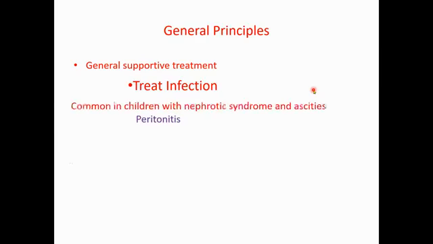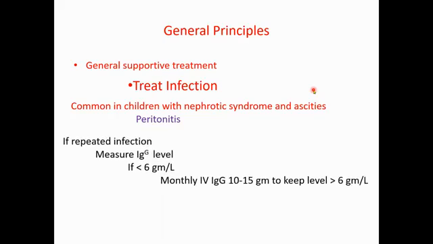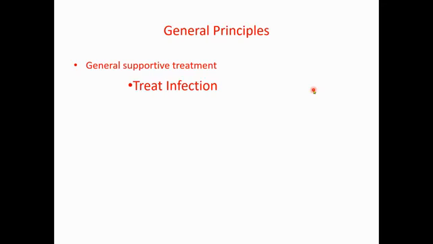Treatment of infection. We were saying that nephrotic syndrome patients with ascites are more prone to subacute bacterial peritonitis, spontaneous bacterial peritonitis. If there is repeated infection, measure the IgG level. If less than 6 gram per liter, then monthly IV Ig can be given.